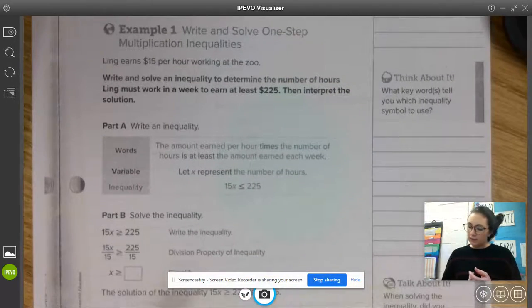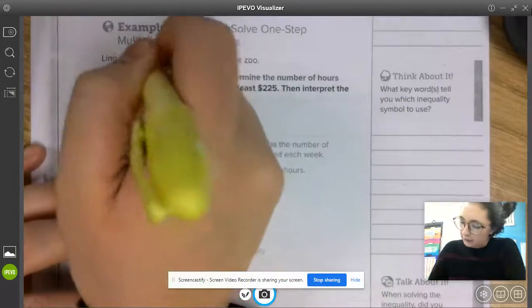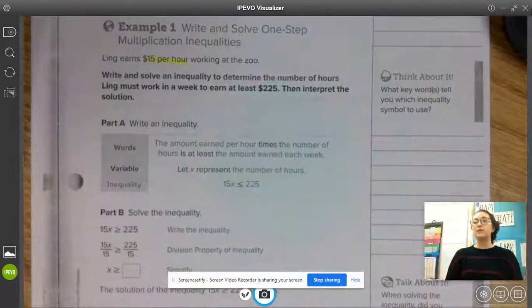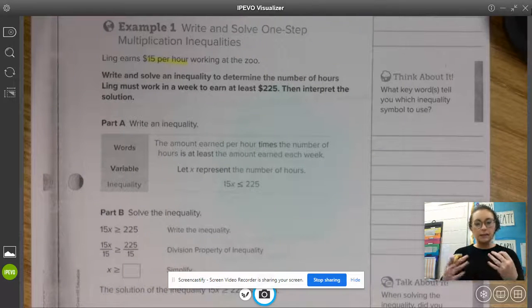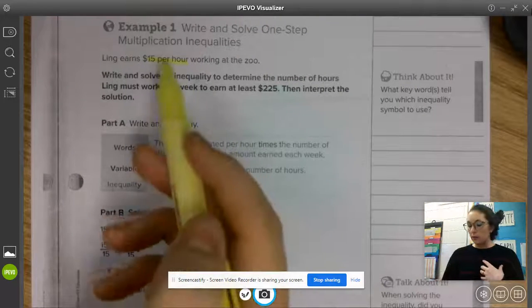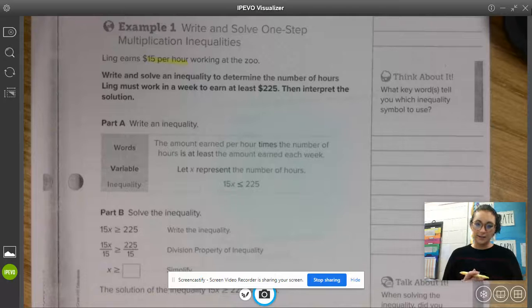All right. First problem, Ling earns $15 per hour working at the zoo. Okay, I will tell you, if you're asked to write an equation, write an inequality, set up a problem, when you see this per hour, that's where your X is going to go. That's where your unknown is going to happen, okay? 9 times out of 10.